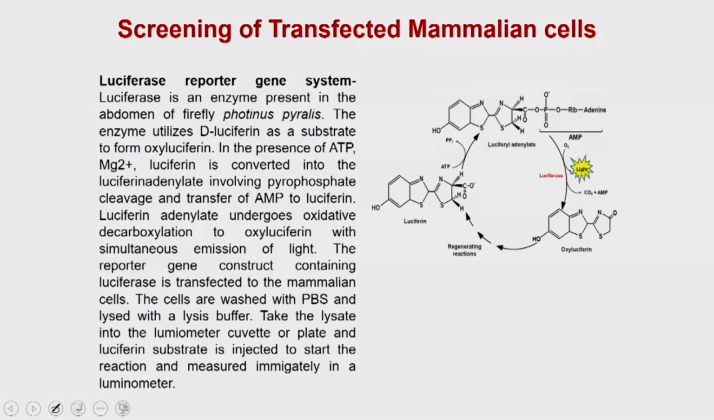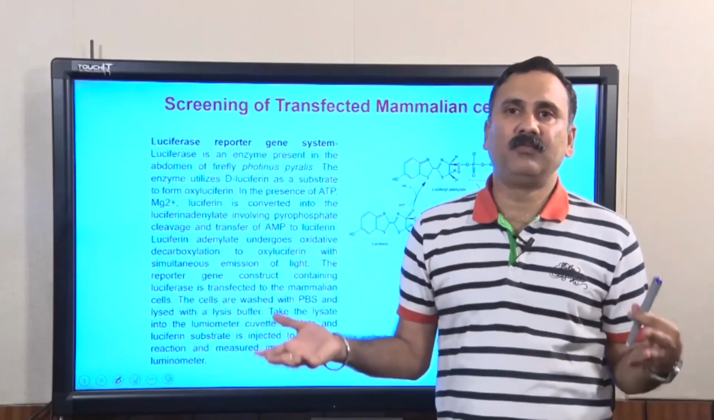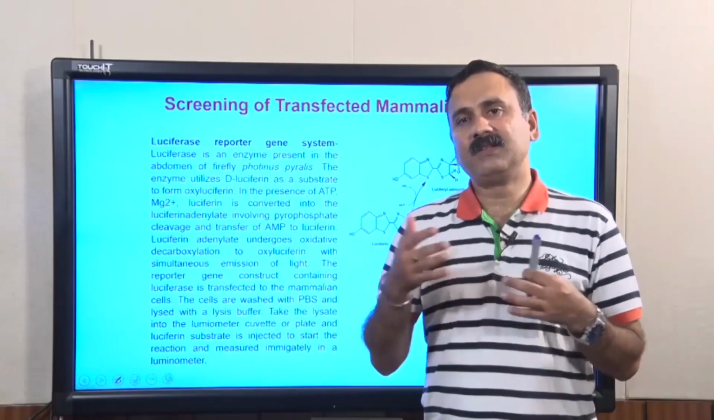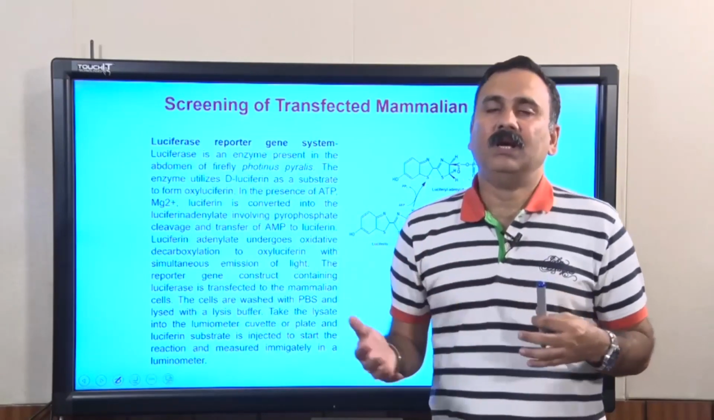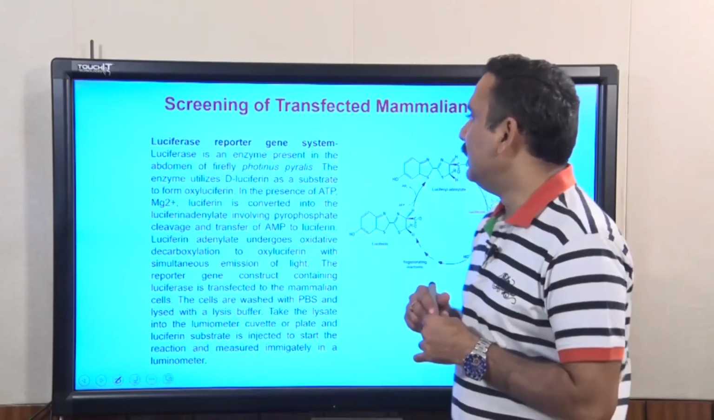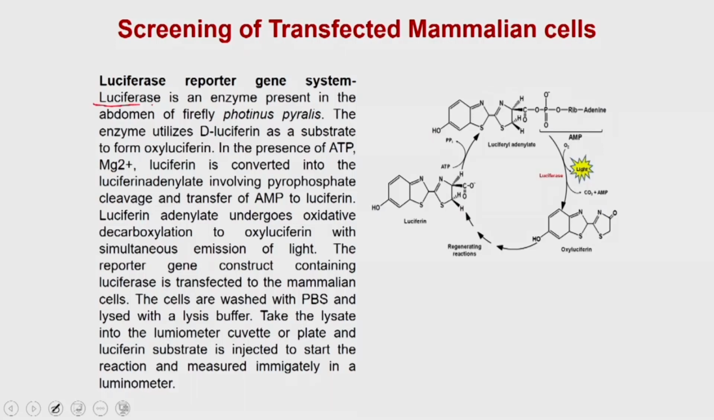So, let us see a few examples. One of the classical examples is the luciferase based reporter gene construct. Luciferase is an enzyme present in the abdomen of the firefly Photinus pyralis. This is a commonly found firefly which produces this enzyme in its abdomen, and because it catalyzes this reaction, the abdomen of this fly glows in the night.